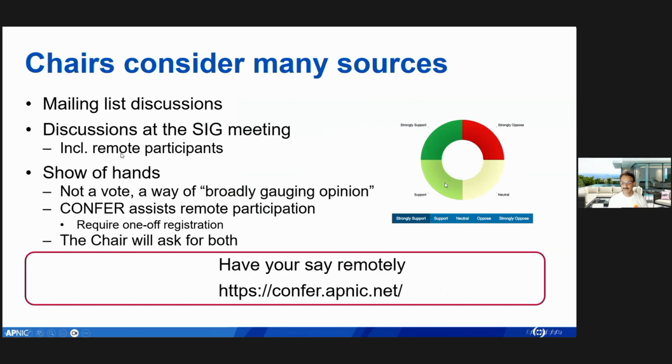And then that's a heat map. The heat map will then demonstrate whether that proposal is receiving support or not receiving support or staying neutral. Based on this, the SIG chairs then will discuss among themselves. They'll see what happened on the mailing list, what discussion happened in the room, and then they will decide whether that proposal reached consensus or not.